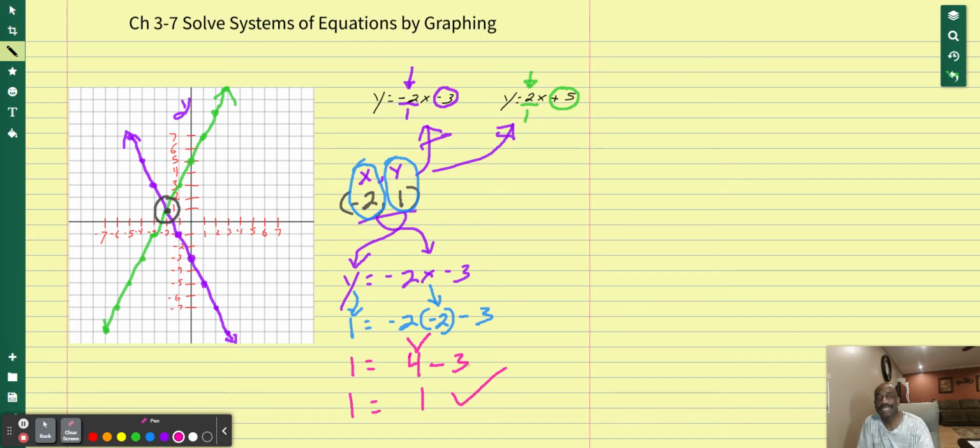So what we're saying is that this ordered pair here will also work in this equation. Let's do that one. Let's write it down. Y equals 2x plus 5. That means that I'm going to replace the y with 1. I'm going to replace the x with a negative 2. And I want to see if this will work also.